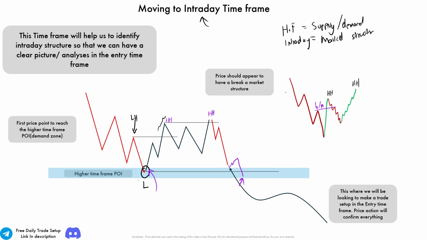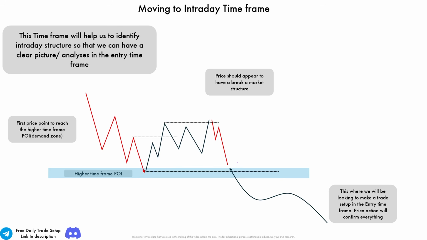We are not going to focus on this low, and this low can still produce a demand zone in this time frame. Firstly, in this area price should be very aggressive, and price action will confirm when price is reaching this key point here. We have to see the break of market structure. This area here is just a higher time frame potential reversal zone.